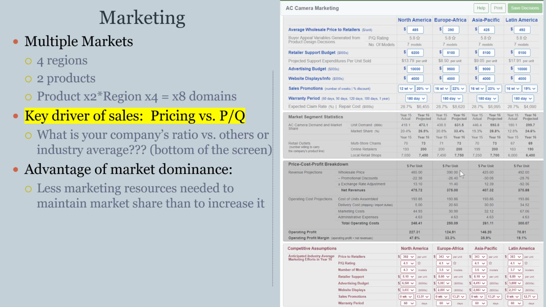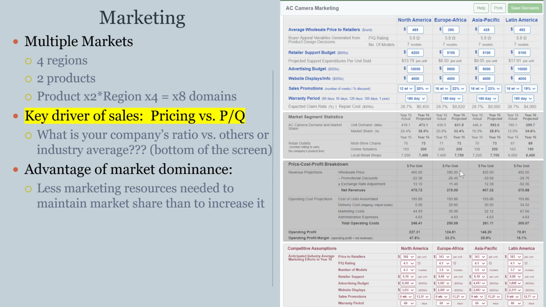Key driver for sales is going to be price versus PQ. When you go to the store, you're looking for the lowest price for the quality you're interested in, and that's what everyone else is looking for too. So, what is your ratio between pricing versus PQ? You want to take a look at that.